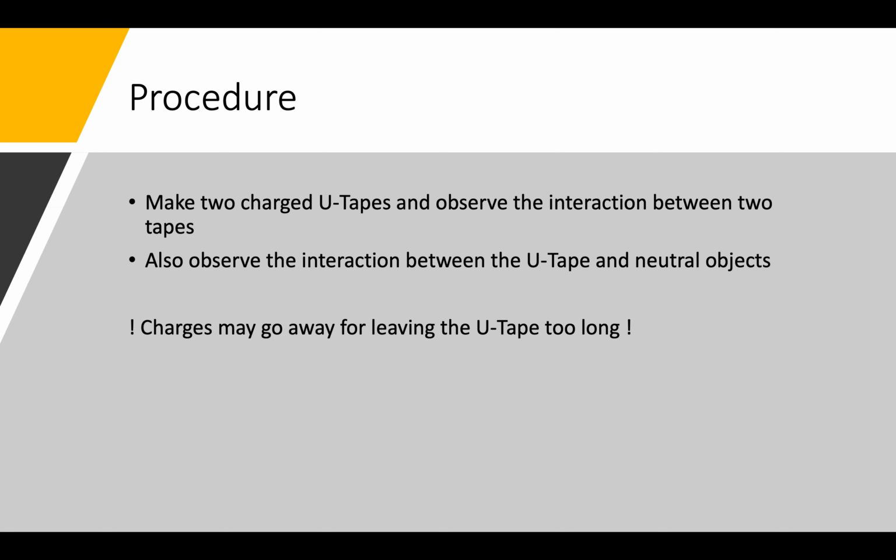So the procedure is same as Lab 1, making two charged U-tapes and observe the interaction, and make another U-tape and observe the interaction with other neutral objects. And charges may go away from leaving the U-tape too long, so we want to get it done as soon as possible.